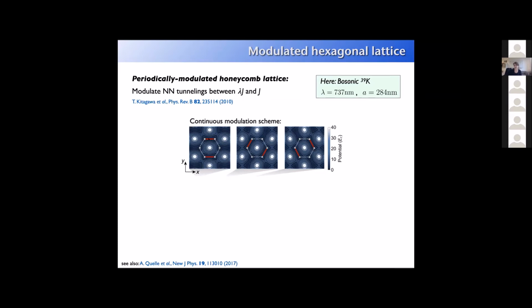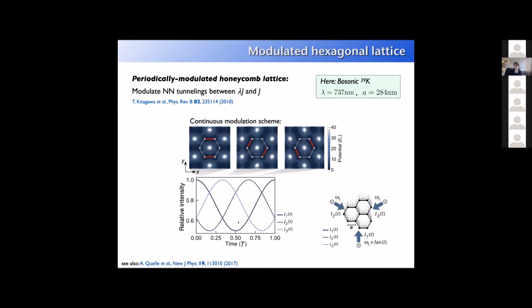We first increase hopping along this red bond, then along that one, and then along the other one. And moreover, we apply a continuous modulation scheme, so we don't have a step protocol, but a continuous, smooth modulation. This can be implemented in our experiment by modulating the intensity of the 3 laser beams that generate the hexagonal lattice in the lab. So here's a plot of how we vary the intensity of each one of these 3 laser beams whose interference gives rise to this hexagonal lattice structure.